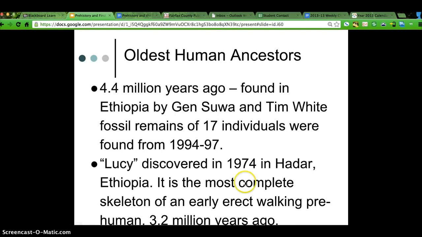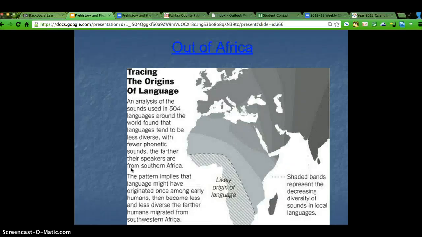The oldest people generally are believed to go back about 4.4 million years, found in eastern Africa in a country today called Ethiopia. A slightly more recent one, 3.2 million years ago, we've even given her a name, is Lucy, and that's because it's a very complete skeleton. So you can see the picture here.